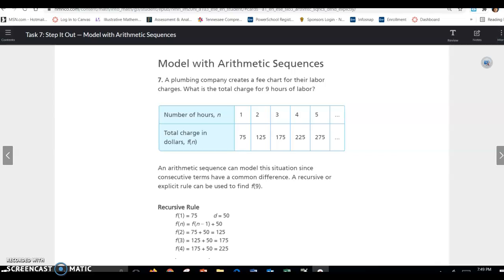Lesson 7.2, Task 7. Model with arithmetic sequences. A plumbing company creates a fee chart for their labor charges. What is the total charge for 9 hours of labor?